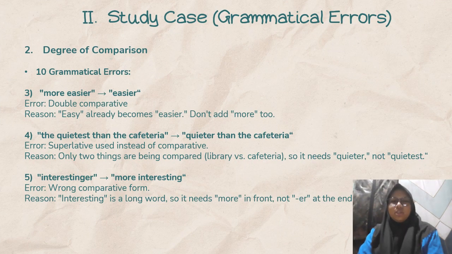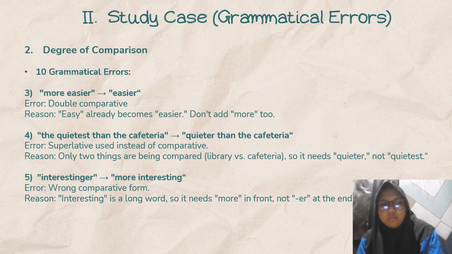Three, more easier. It should be easier, just easier. The error is double comparative. The reason is easy already becomes easier, don't add more to.